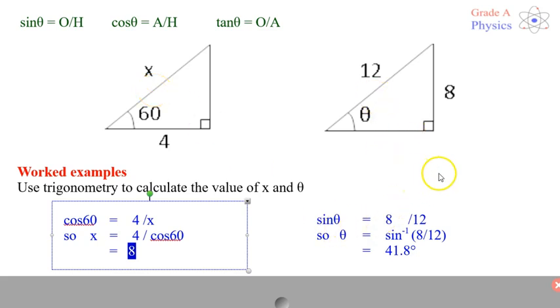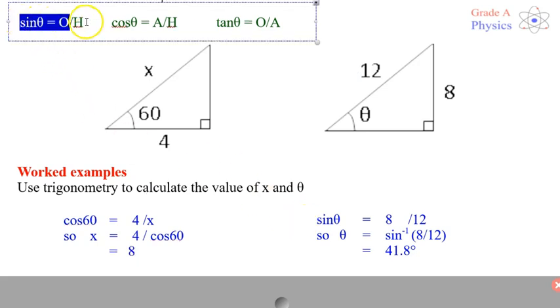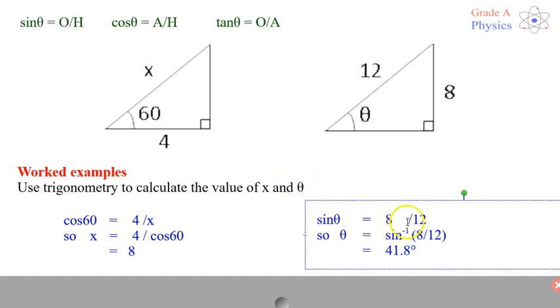We can also use SOHCAHTOA to find an unknown angle. So once again, we don't know theta, so we need to identify which two sides we are interested in. 8 is the opposite, and 12 is the hypotenuse. So once again here, it's going to be SOH. Sine is equal to opposite over hypotenuse. So we can write that to start with. So the sine of the angle is the opposite, 8, divided by the hypotenuse.